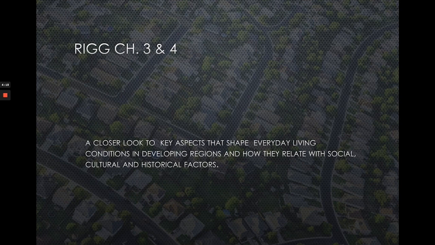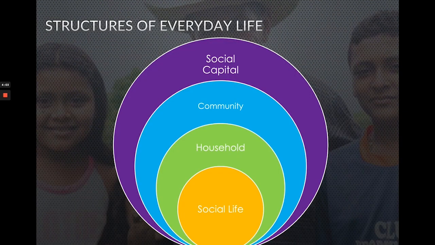The objective of the author is to take a closer look at some of the key aspects that shape everyday living conditions in developing regions and how they relate with social, cultural, and historical factors. For this, they propose a structure of components of everyday life, represented in a nested structure where social life is nested inside, at a first level, the household, the direct family.